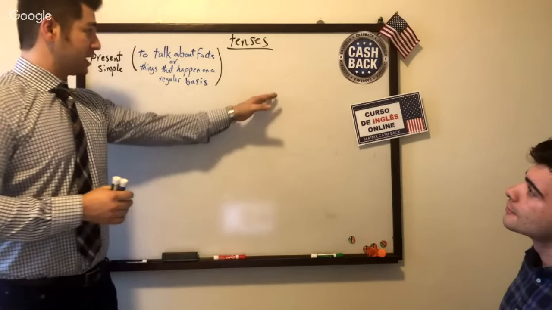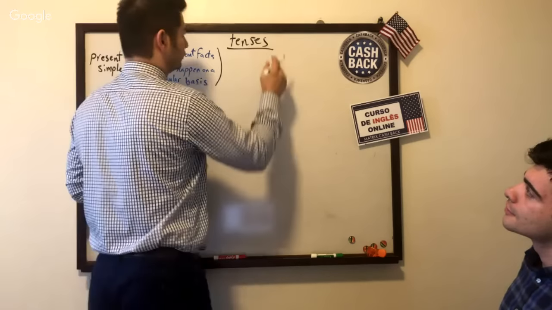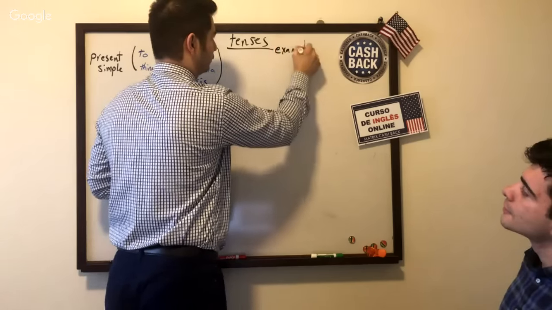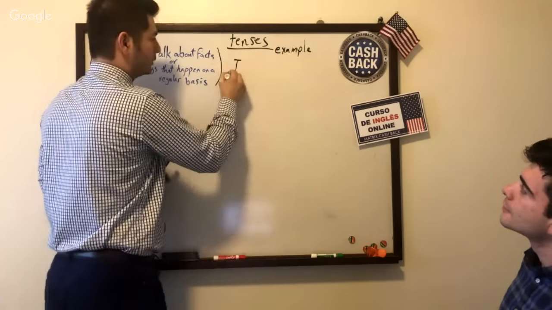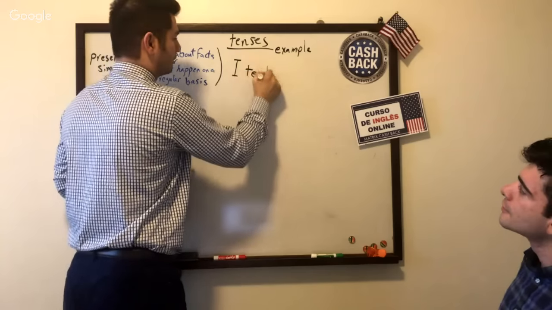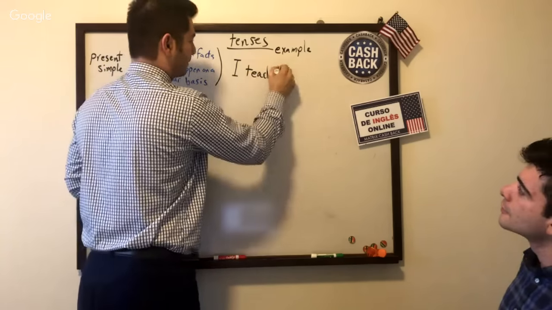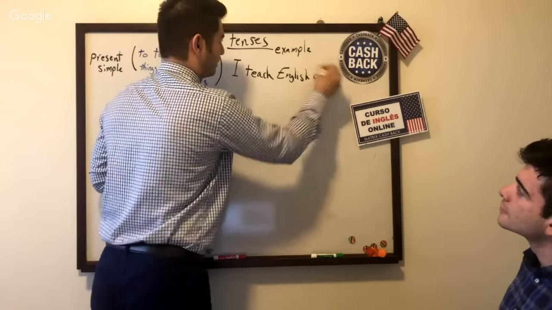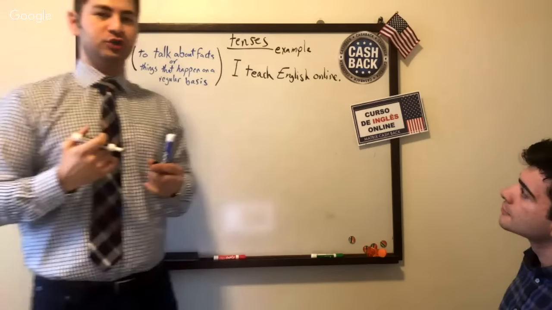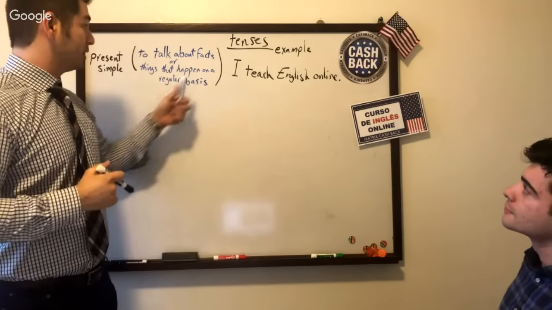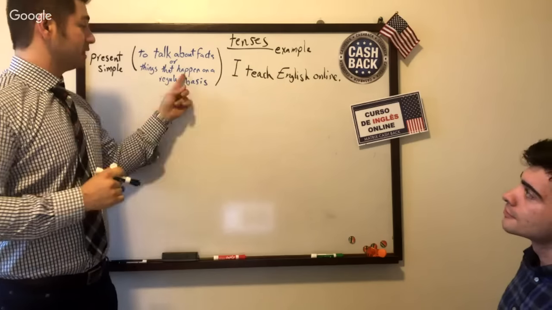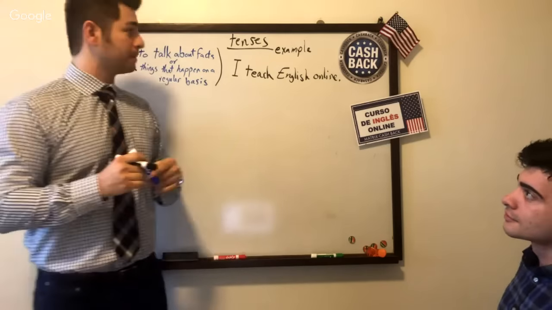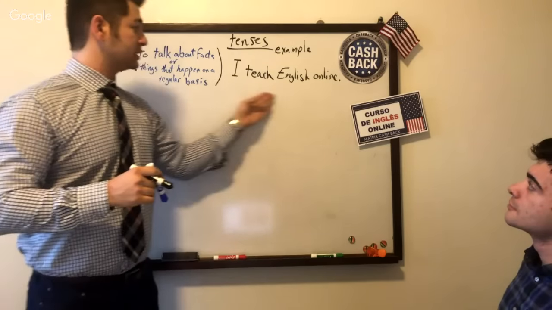Let me give you an example here. Example: I teach English online. This is something that happens again and again. It happens every day. Every day I wake up and I teach English. This is simple present.